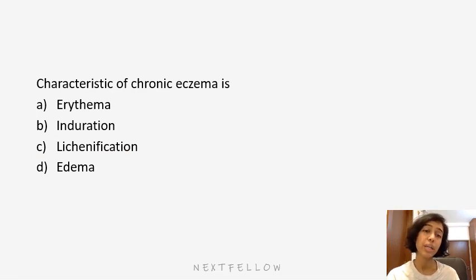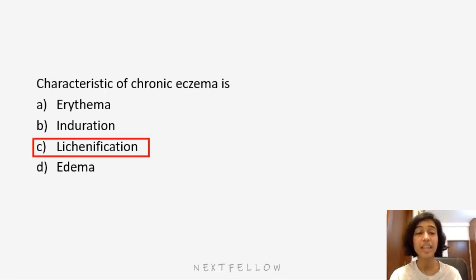Characteristic of chronic eczema is erythema, induration, lichenification, and edema. Answer is lichenification, which means thickening of the skin, right? That is typical of chronic long-standing eczema, secondary to constant scratching and then resulting in thickening of skin.